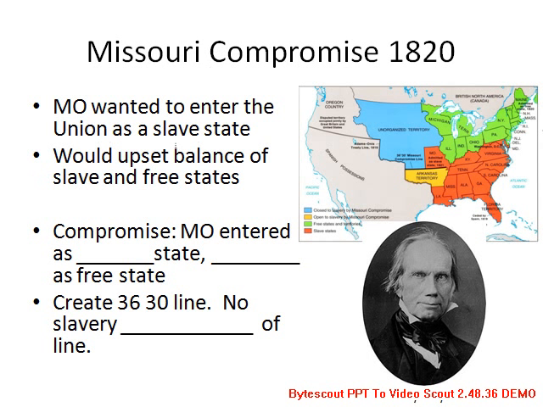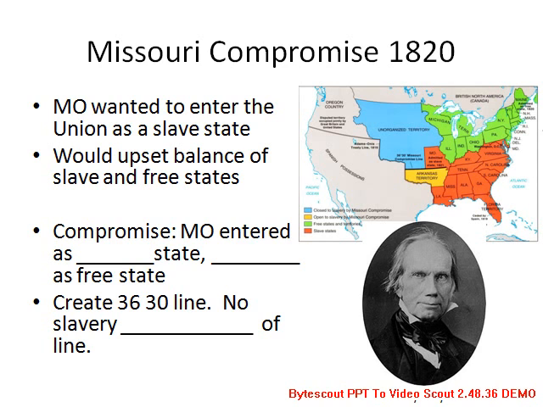The first one we're going to look at actually applies to Missouri. And Missouri, at least the territory that is Missouri, was acquired as part of the Louisiana Purchase. And by 1820, Missouri wanted to become a state, and they actually wanted to enter the Union as a slave state. The problem with this is that there was an even balance at that time between slave states and free states. And so if Missouri entered, they would upset this balance of slave and free states.